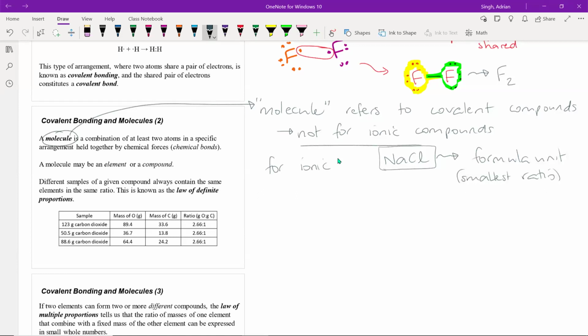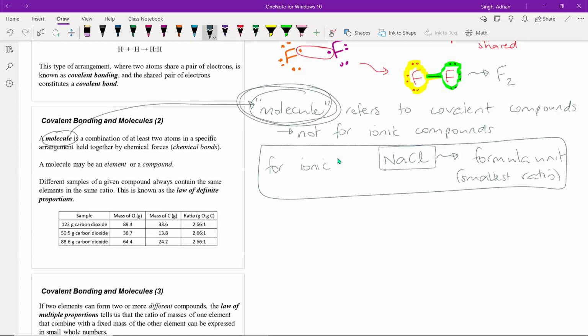This is just for your ionic compounds. For covalent compounds, we do use the word molecule, right? That's the simplest unit of that combination. So molecules, we have an F2 molecule, oxygen molecule, etc. Versus ionic compounds where we have formula units. That's the terminology that we use.